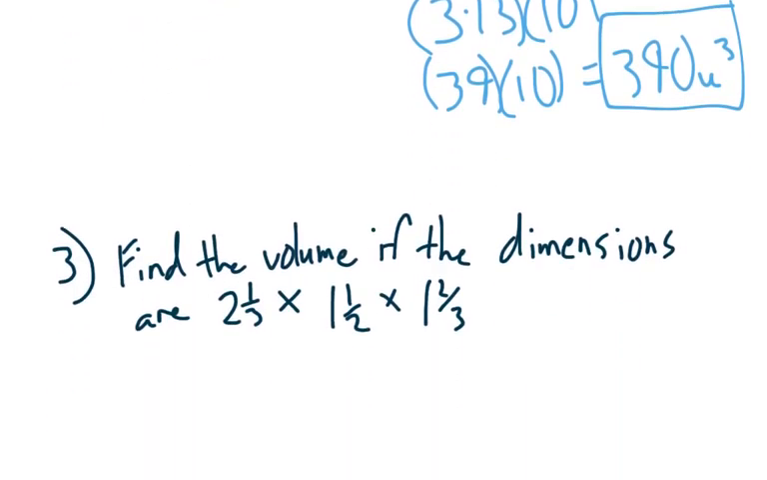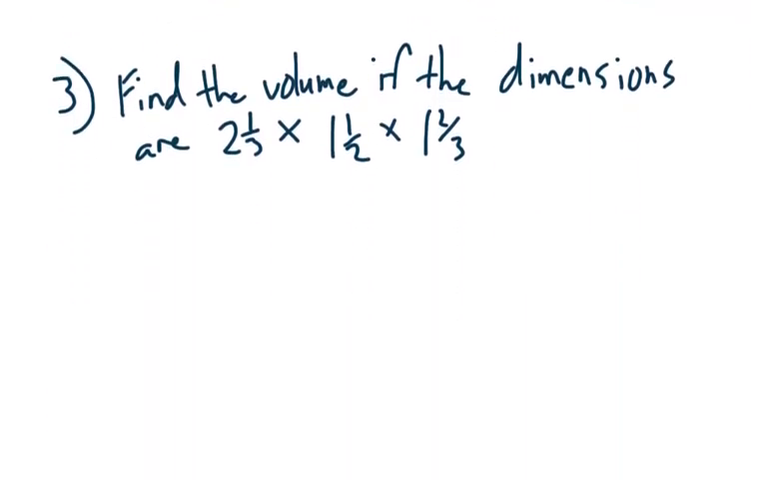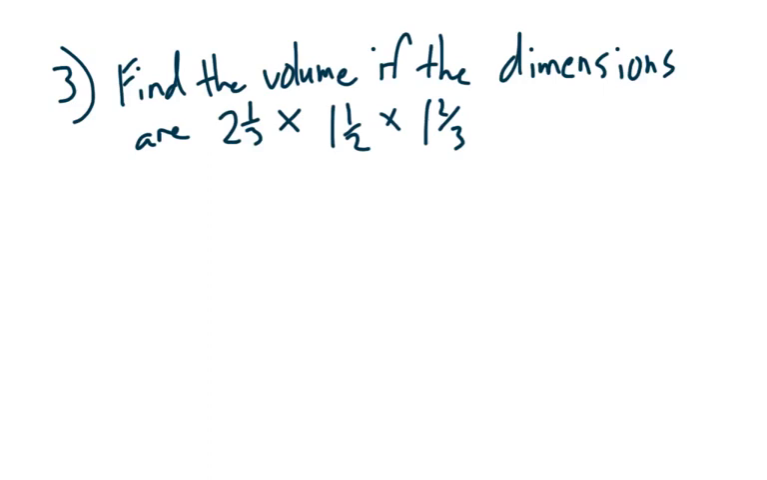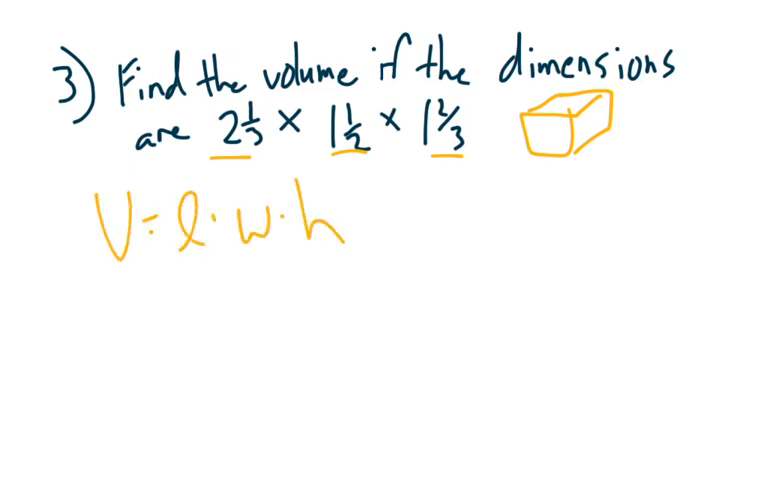Moving on, let's do one where there's no picture. All right? We don't necessarily need a picture. We can just deal with the numbers. And here we have lots of fractions. So again, I'm going to recommend that if we are given these numbers, it's safe to assume that what we have is a rectangular prism and that we have to find its volume. So we're going to go with length times width times height.